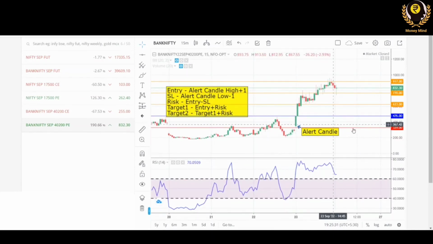I entered at 476. We achieved our first target of 623. Now, if you have two lots, you can book one lot and trail the second lot cost to cost at 476. We then achieved our second target of 770. Then there were some red candles being formed with a low of 632, but my stop loss is at 623, so it never got triggered.